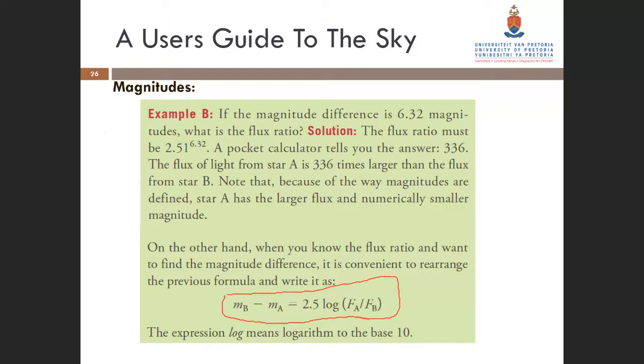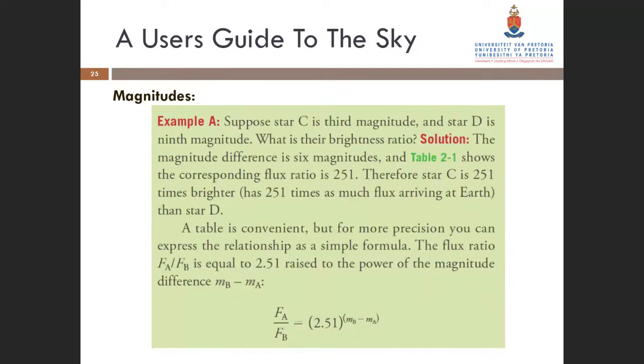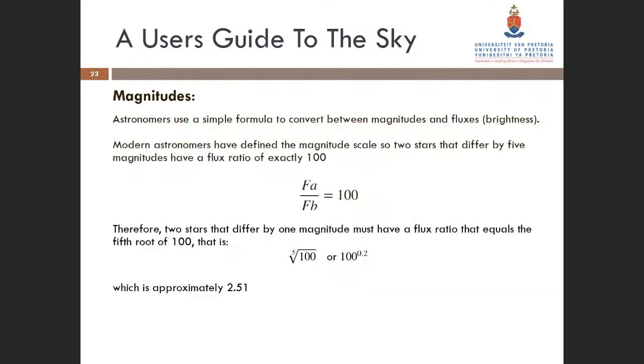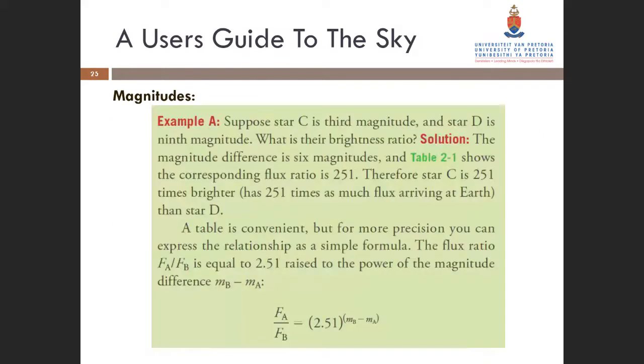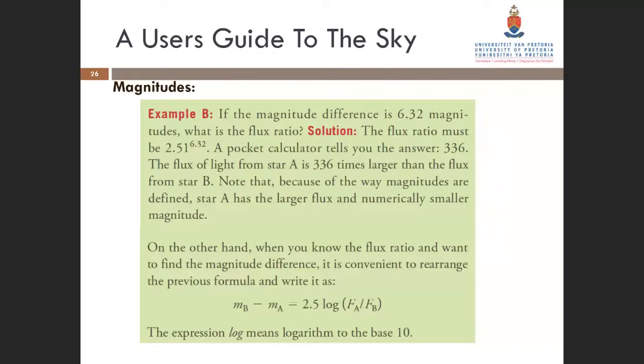So where do we get this 2.51? The 2.51 was historically decided by astronomers. If you go back a few slides, modern astronomers have defined the magnitude scale so that two stars that differ by 5 magnitudes have a flux ratio of exactly 100. So the fifth root of 100 is 2.51. Okay, everyone's still following?